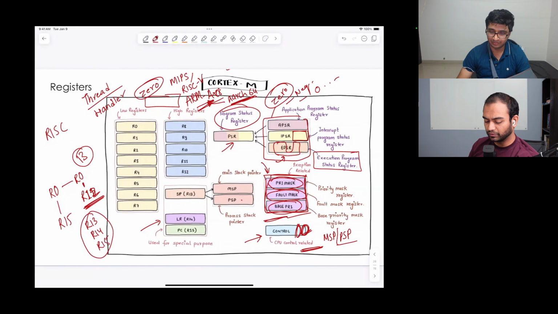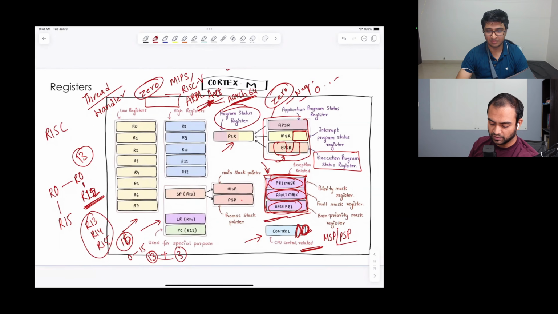So I think what people should take away from this slide is GPRs are 15 in number. Well, actually 0 to 15, so 16 in number, out of which 13 are available for the programmer to manipulate. Plus 3 which the CPU can also modify, which are SP, LR, and program counter. Perfect. Okay, so then moving on to the stack frame.